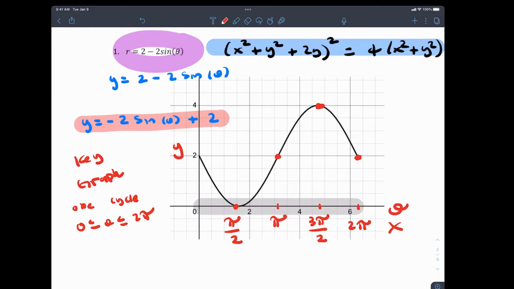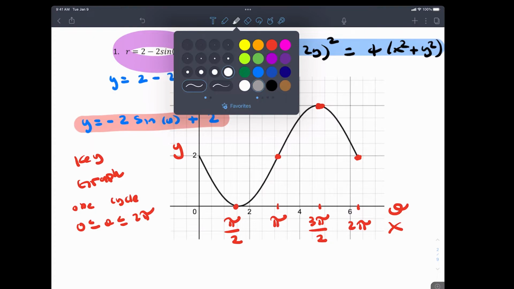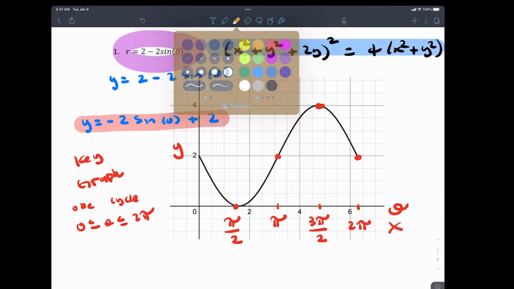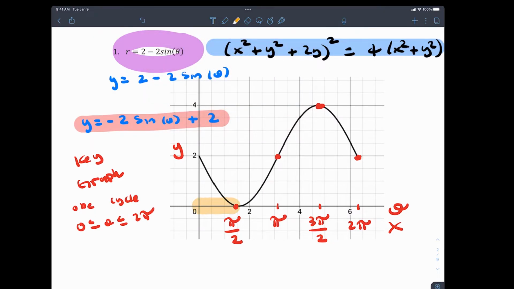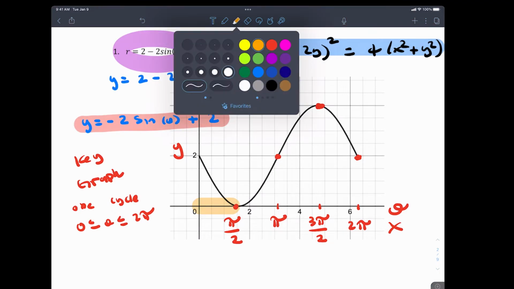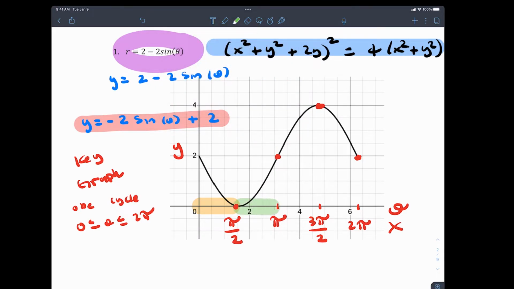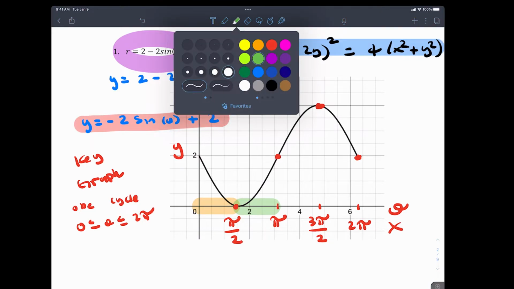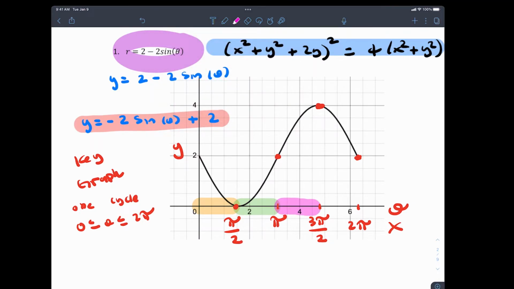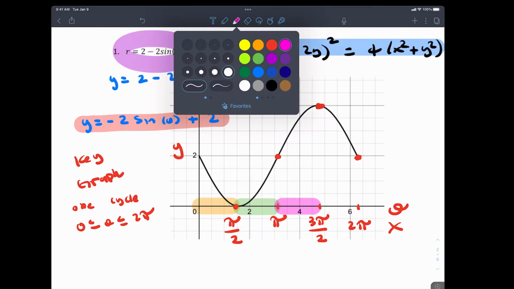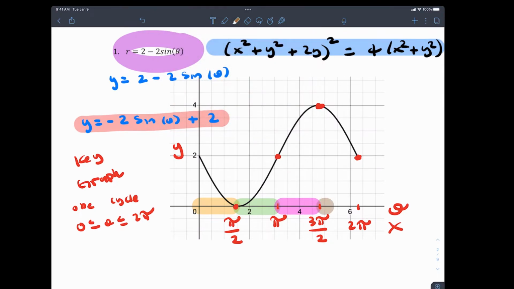Now, I'm going to do some colors here, okay? So this is one full cycle here. I'm going to do some colors. You say, what do you mean, colors? This is important here. 0 to what? Pi over 2. Pi over 2 to pi. We'll do pink. Pi to 3 pi over 2. And then brown here. 3 pi over 2 to 2 pi.